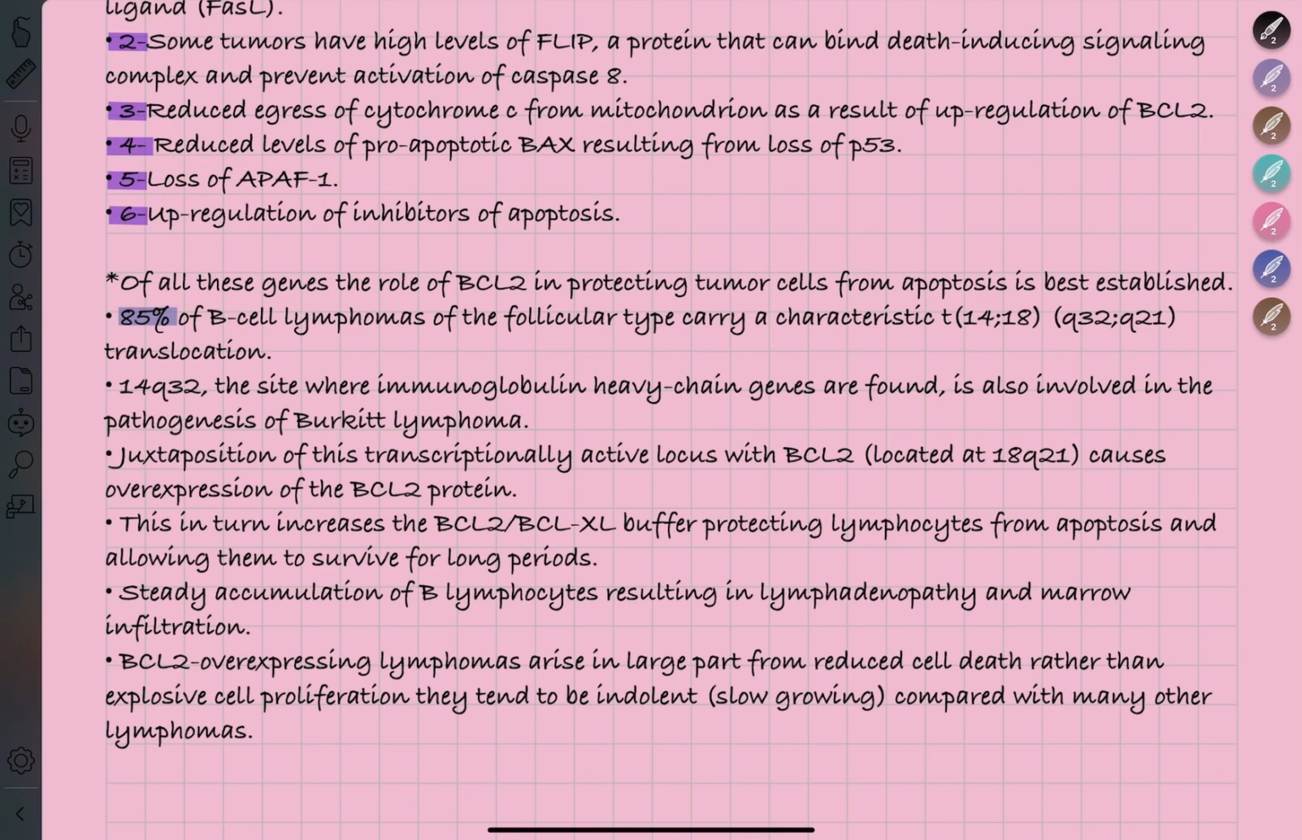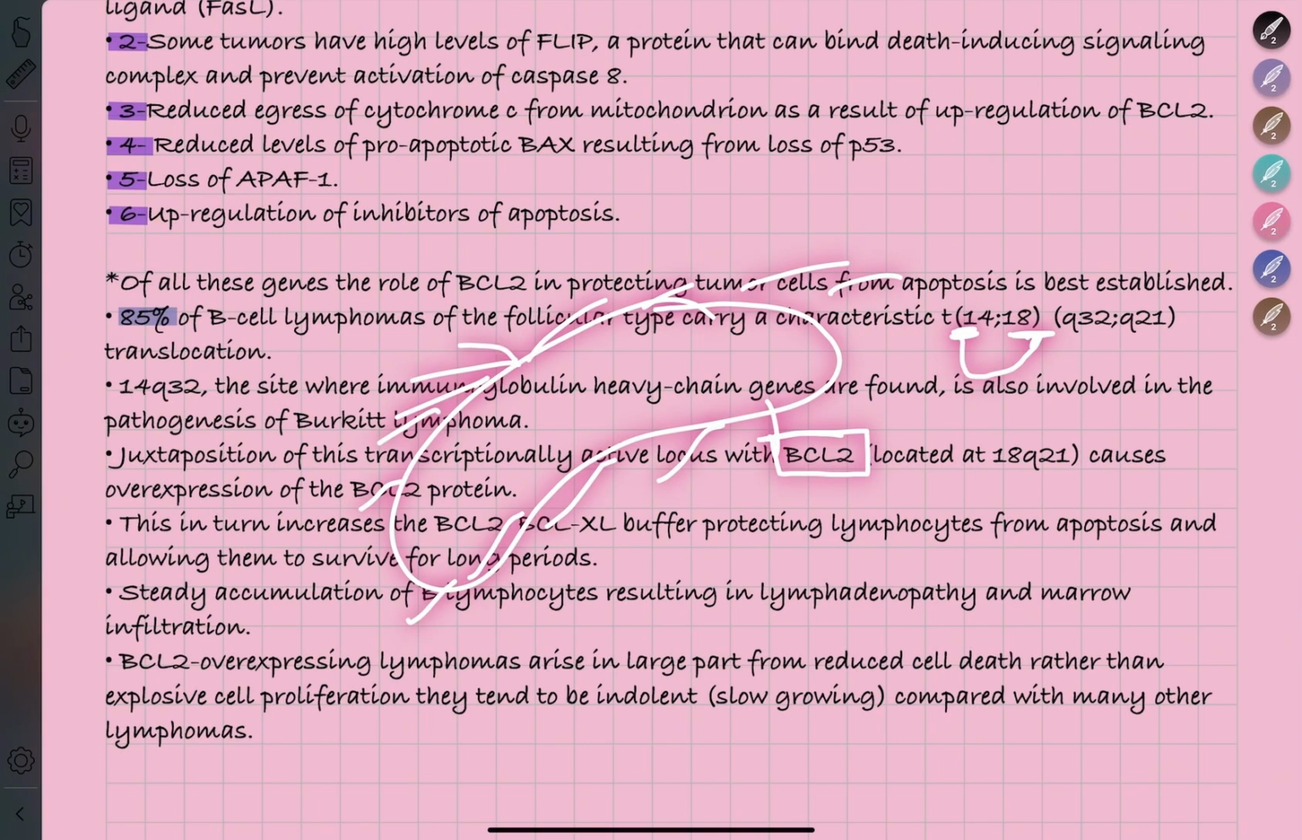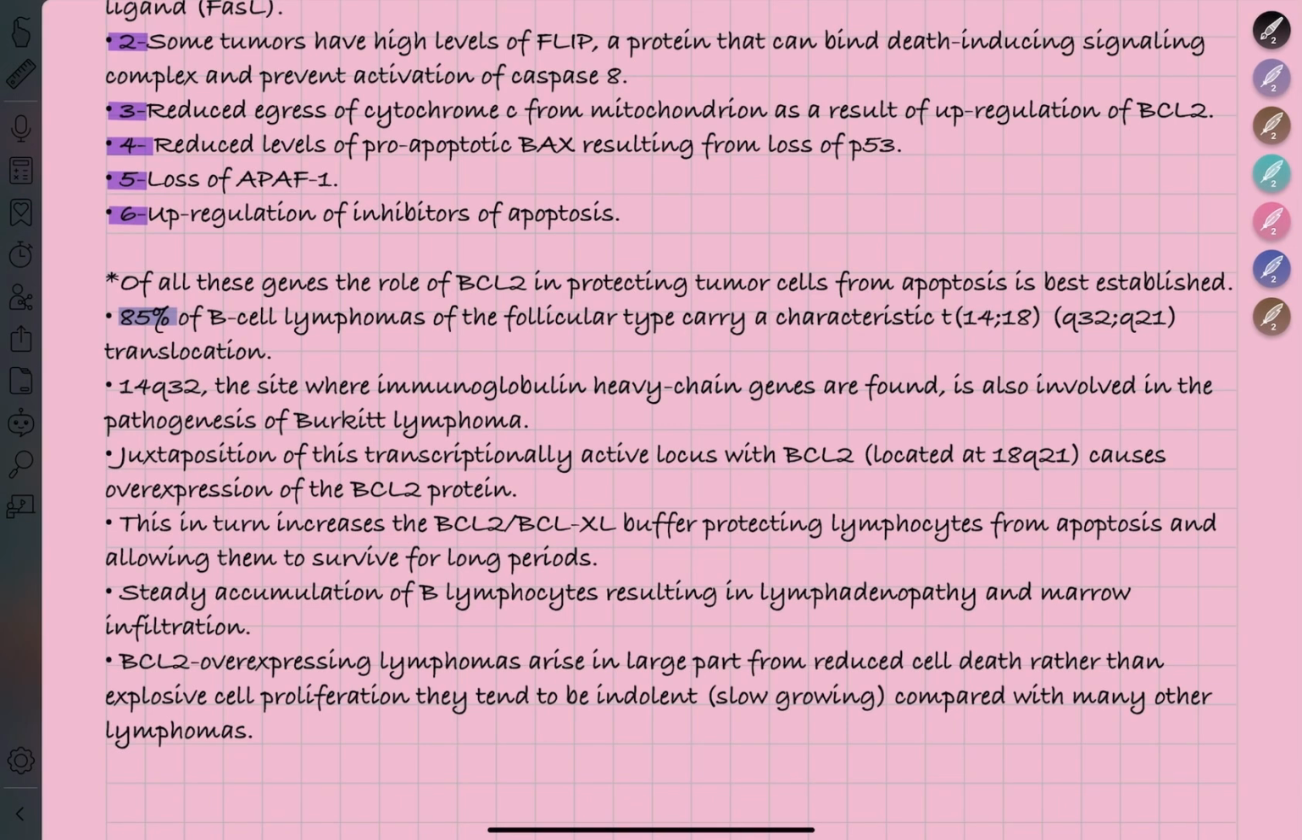What is a translocation? It's a mutation. Okay, so again, let's just make it simpler. Chromosome 14, chromosome 18, a translocation occurs. When the translocation occurs, the BCL2 protein is going to get overexpressed. What does that mean? You're going to find it on the mitochondria more. Okay, more BCL2 means more protection from apoptosis. That's it. This in turn increases the BCL2 buffer protecting lymphocytes from apoptosis and allowing them to survive for longer periods.